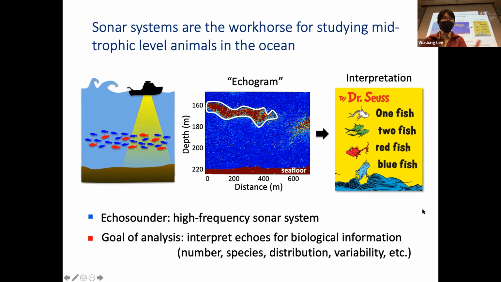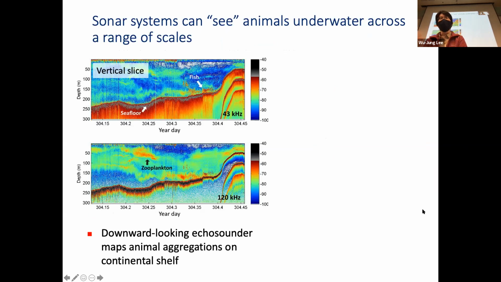All right, so now we know what sonar systems can do. I want to show you two examples of how sonar systems see animals underwater. On the left-hand side is a scenario similar to what you have seen earlier. We have a downward-looking echosounder mounted on the ship and just drive through a particular survey area. In this case, I labeled the echogram. The vertical axis is depth. The horizontal axis is time, but it's also distance because the boat is a moving platform, so there's a confounded time and space axis. Using different frequencies of sound, you can map the distribution of different types of animals, in this case over the continental shelf. So this is one example.